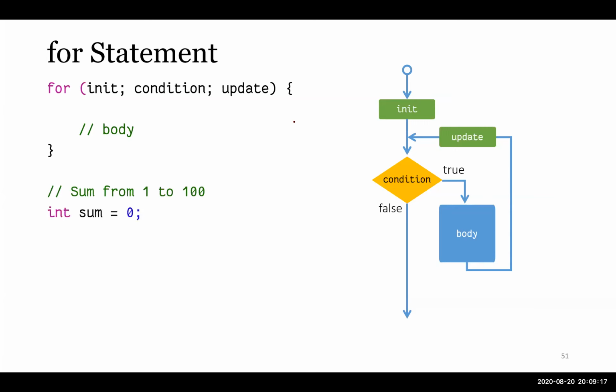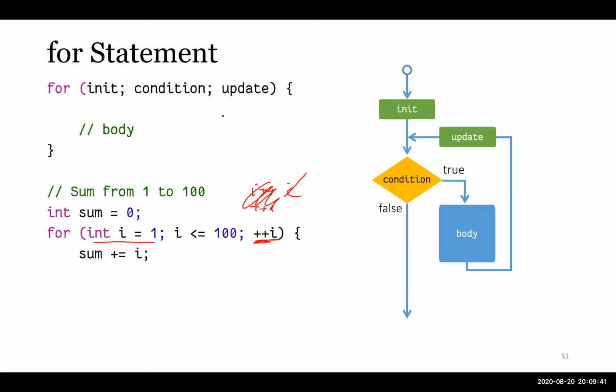So to sum up to 100, we do this. Integer sum is 0. For integer i equals 1, you do this, you add i. This notation means you increase i by 1. There's i plus plus and plus plus i. These two mean different things, but I will not go into details. In fact, I discourage you from writing this because it's very confusing. Best is to write i plus equal 1. But plus plus i inside a loop is very common, so people just do this. In a loop, it's not too bad. You can use i plus plus or plus plus i. Sum plus equal i.